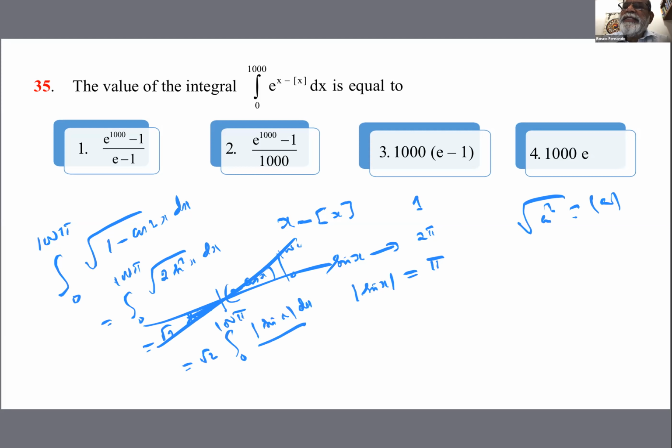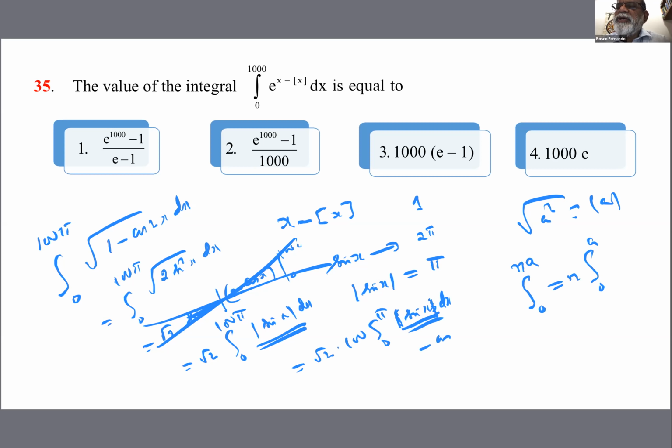Modulus of sin x is a periodic function with a period pi. So when it is a periodic function with period a, integral 0 to n a is n times integral 0 to a. So it is 100 times integral 0 to pi of modulus sin x. In the interval 0 to pi, modulus sin x is sin x. So integral of sin x is minus cos x, to be evaluated between pi and 0, 2 units. So it is equal to 200 root 2. That is the answer for the other problem.